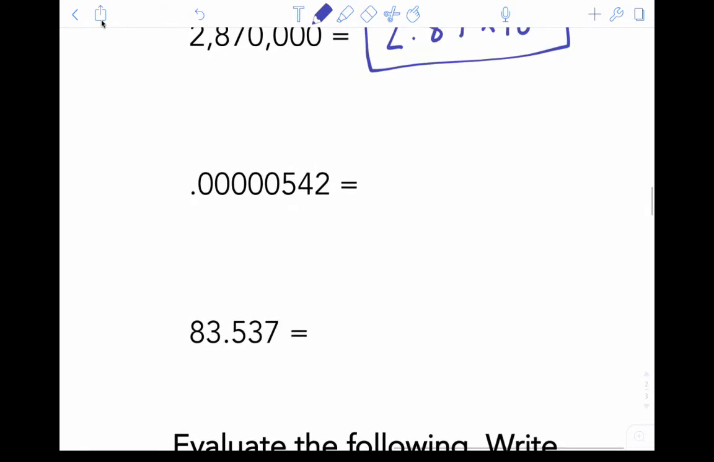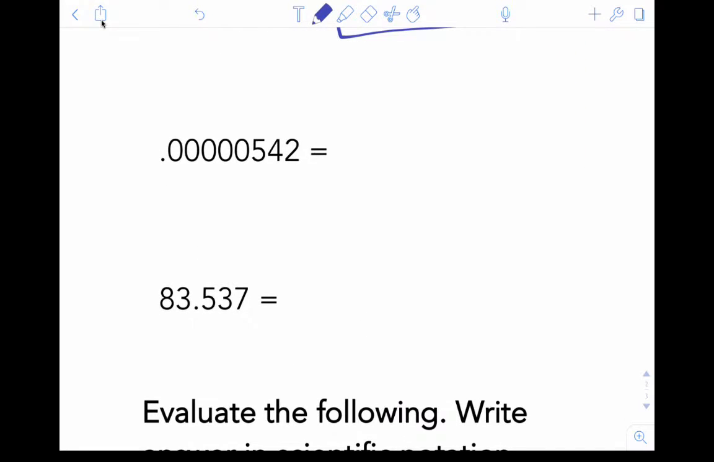Moving on to the next one. Once again, you need to look at this and figure out where your decimal point is going to go. It'll go right here between the 5 and the 4 because 5.42 is between 1 and 10.